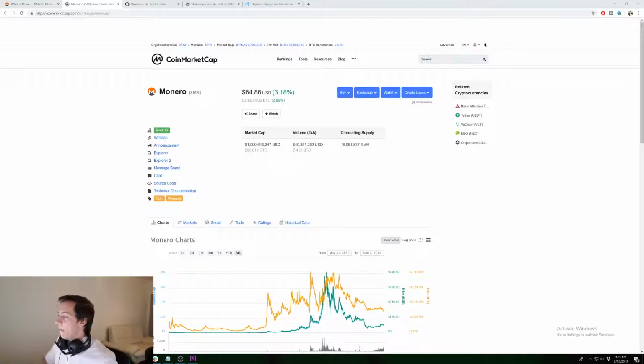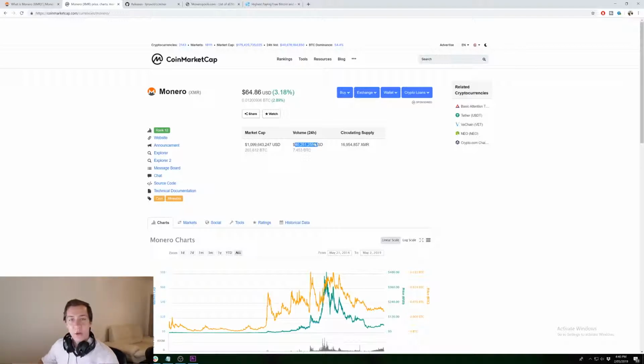At the moment we have a market cap of 1 billion, which is quite big for any cryptocurrency. That puts Monero at rank 12 for all cryptocurrencies, and one of the highest ranking proof of work coins at the moment. It also has a volume of $40 million a day, which is quite a lot as well, and it has a whole bunch of really good exchanges, so it is very easy to buy and sell.